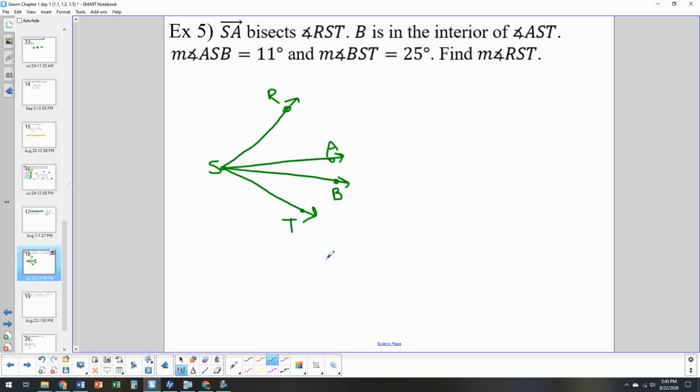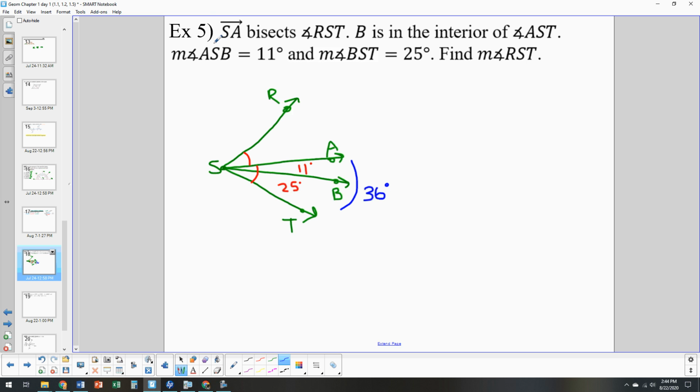And they're telling me angle ASB is 11 degrees. So I'm going to give a different color here. ASB is 11 degrees. BST is 25 degrees. So what we're looking for is the measure in the entire angle. So if we take this one piece at a time, I know this is 11, I know this is 25. So together, angle AST, I'm going to use it on the outside just so it's easier to see, is 36 degrees, right? If I add 25 and 11, I get 36 degrees.